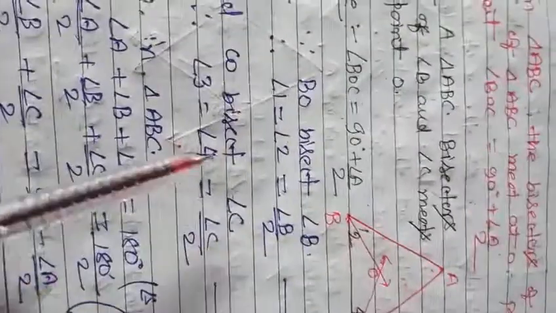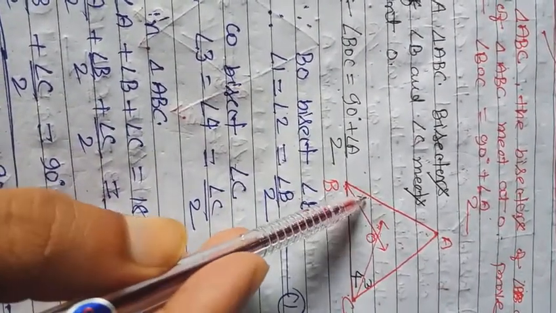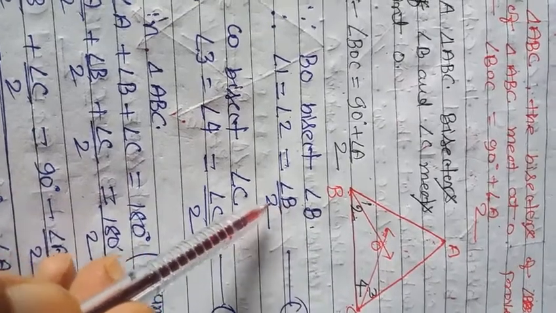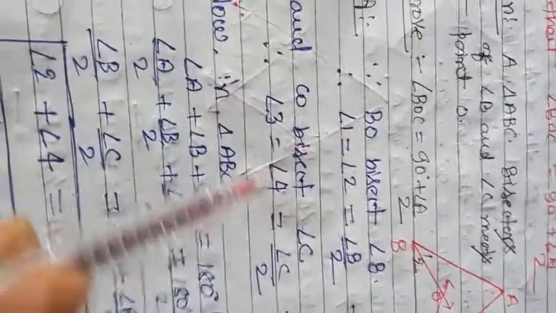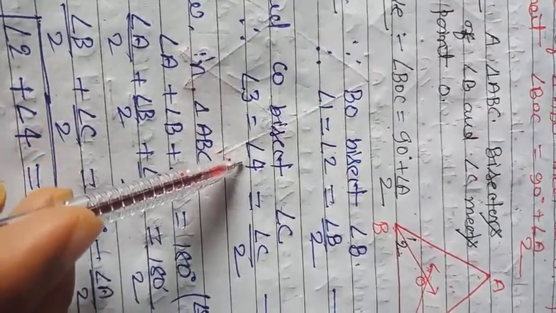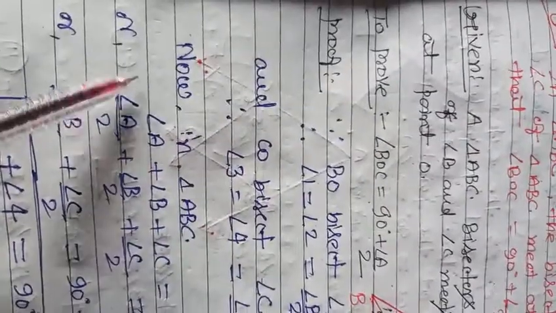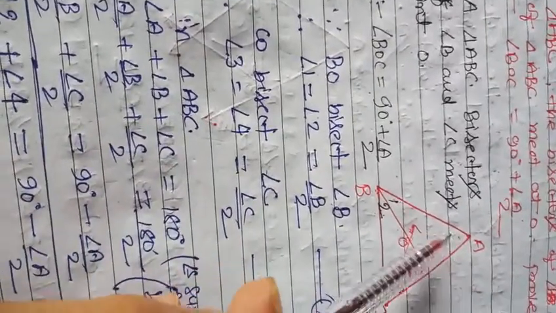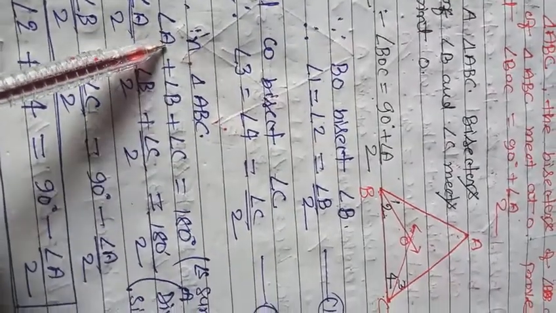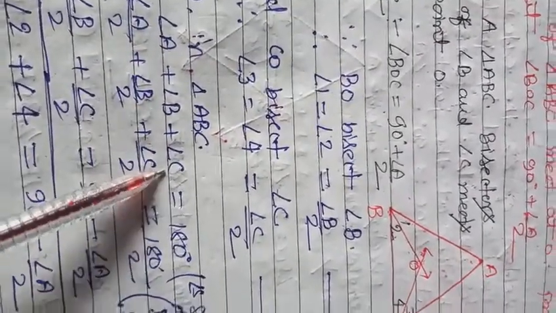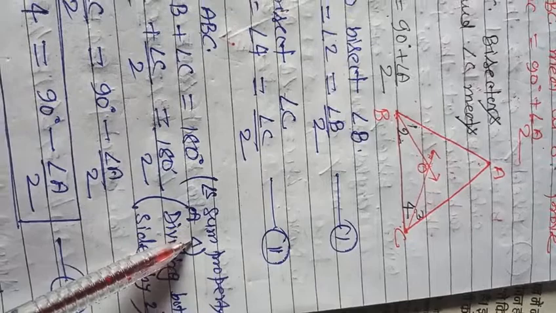So proof, because BO is the bisector of angle B, we can write angle 1 equal to angle 2 is equal to angle B by 2. Similarly, because CO is the bisector of angle C, we can write angle 3 is equal to angle 4 equal to angle C by 2. Now in triangle ABC, angle A plus angle B plus angle C is equal to 180 degree by angle sum property of triangle.